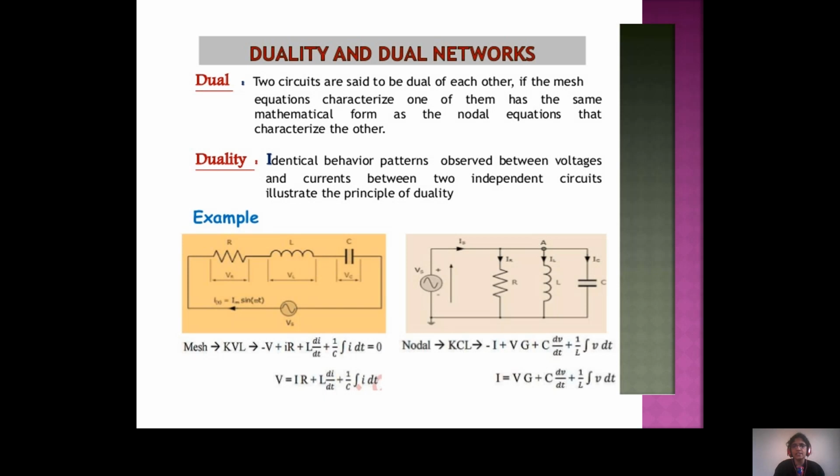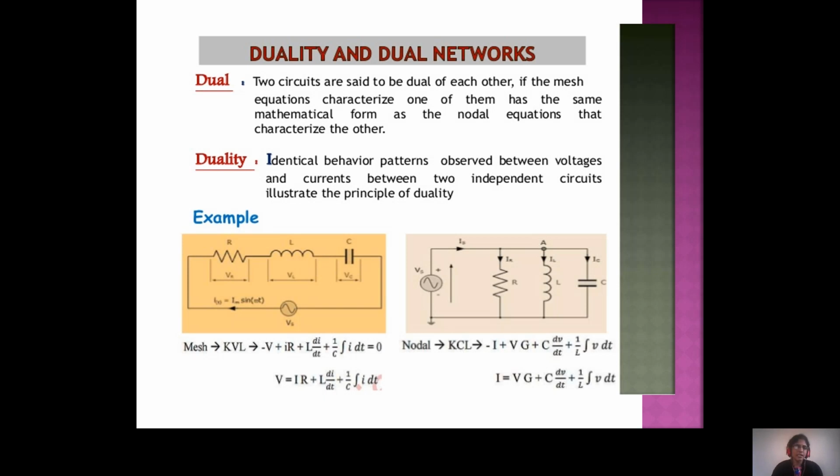The principle of duality: the duality of a network can be drawn for AC as well as DC circuits, and it can include any resistance, inductance, whatever it may be. One network will be in the form of a mesh, and the other network can be characterized by nodal analysis. So two circuits are said to be dual of each other if the mesh equations of one network have the same mathematical form as the nodal equations of the other.